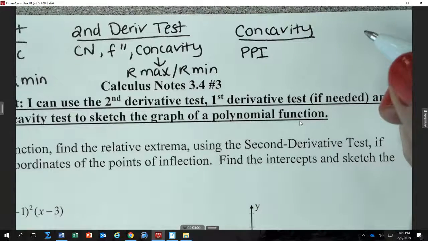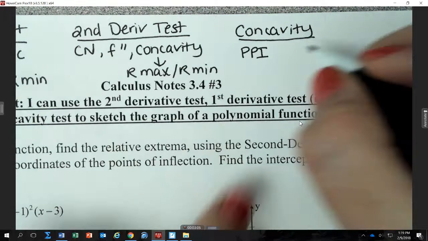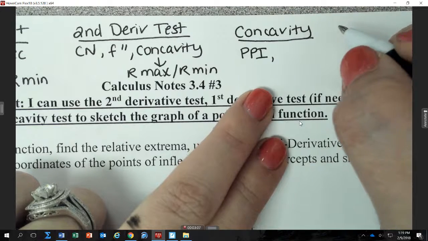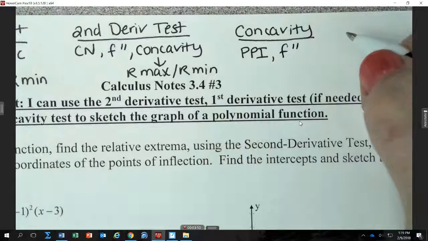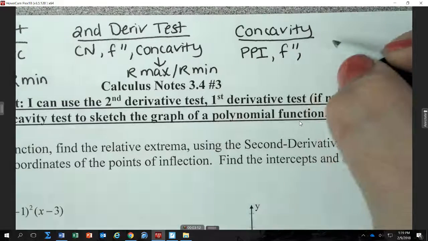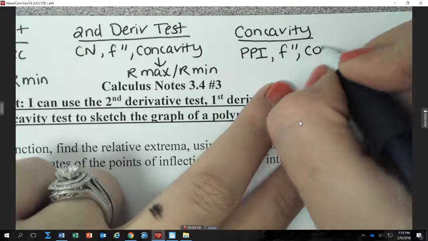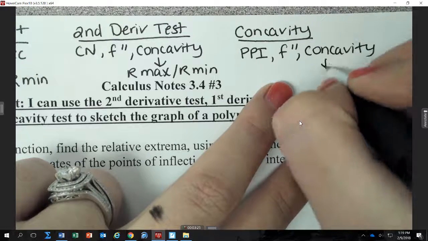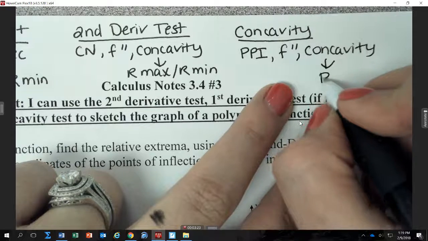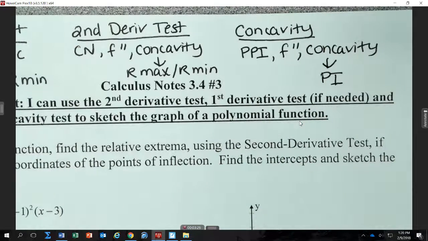Right? I pick test values for my intervals, and where do I plug in those test values? Second derivative, right? And what's my second derivative going to tell me? Concavity, right? Anytime I plug into the second derivative, it tells me concavity. And ultimately, that's going to tell me where my actual points of inflection are. Okay, so we've got 3 different tests that we've talked about so far. I just wanted to recap what each test was and what the purpose of the test is. Like, what am I trying to find by using these tests?